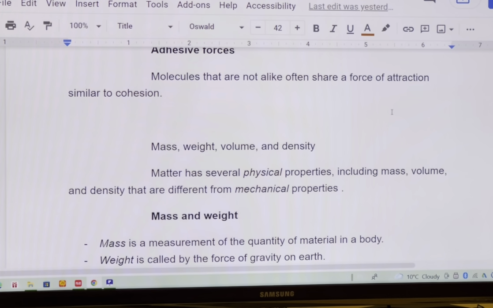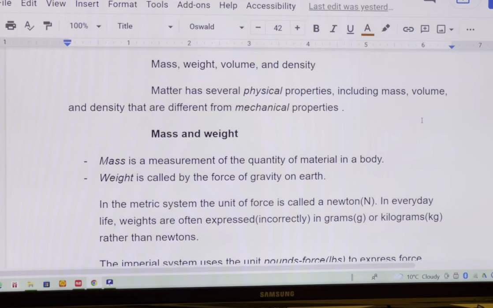Mass, weight, volume, and density. Matter has several physical properties, including mass, volume, and density, that are different from mechanical properties. Very important, concern the difference from the mechanical properties. What is mass? What is weight?